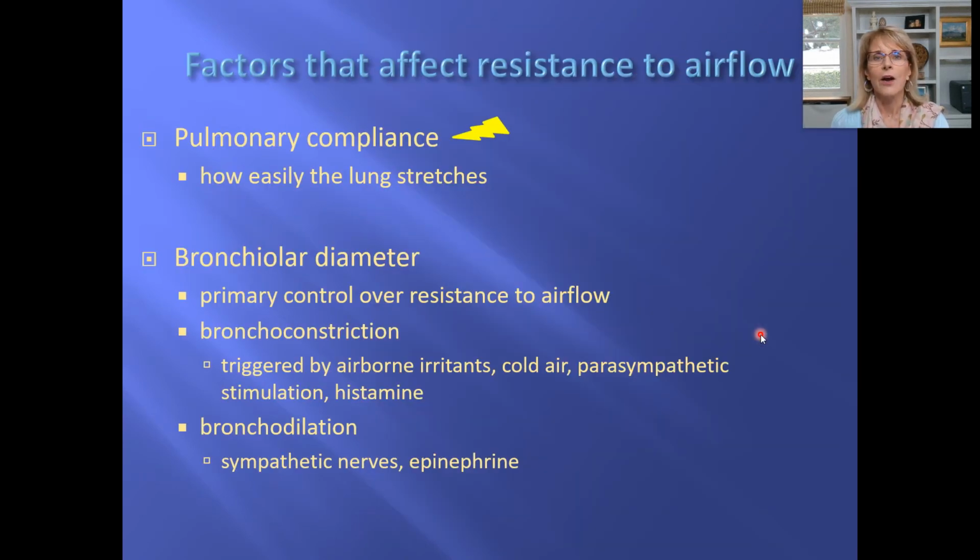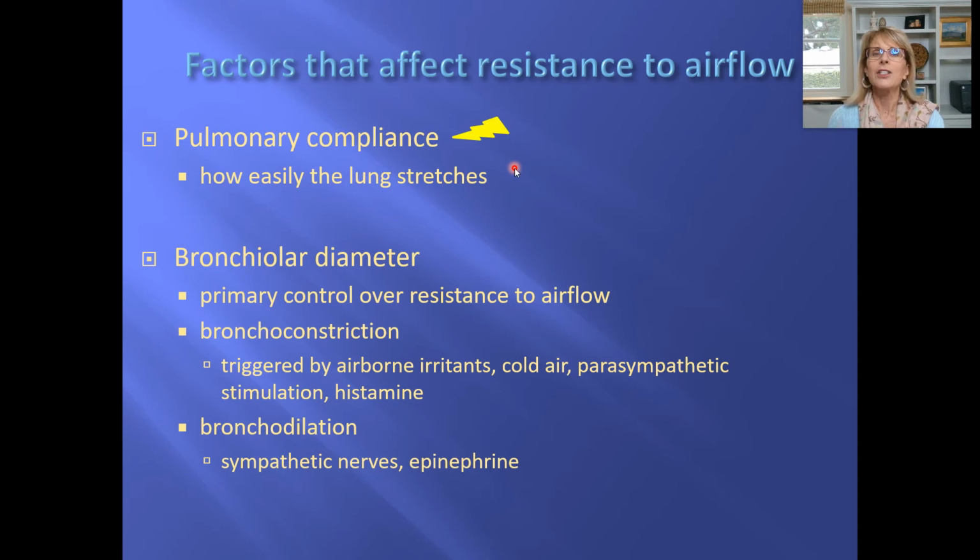All right, we have talked about things that influence blood pressure and stuff. Let's talk about factors that affect resistance to the flow of air through the lungs. The factors that affect the resistance of airflow are basically two, okay? The first is pulmonary compliance. Pulmonary compliance is a measure of the stretchiness of lung tissue.